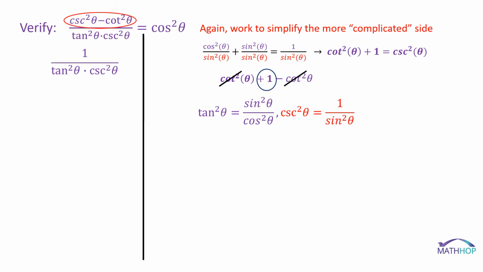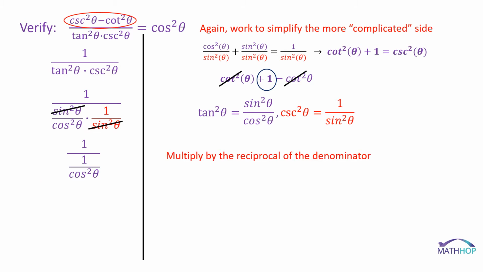And look what happens when I do that. Sure, it makes my denominator a little ugly, but I can now divide out sine squared. So when I do that, I have 1 over cosine squared. So 1 divided by a fraction. That's okay, because I can simply take 1, my numerator, and multiply by the reciprocal of the denominator, just like I just did.